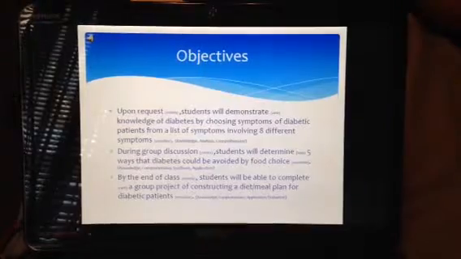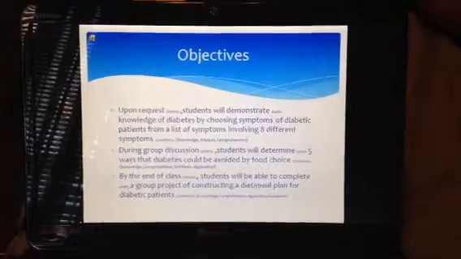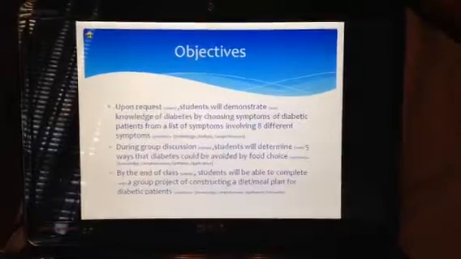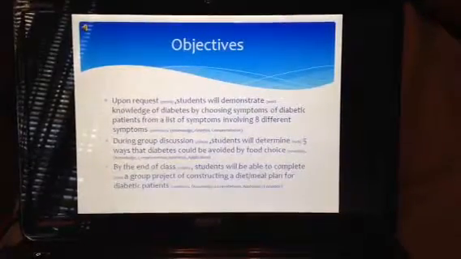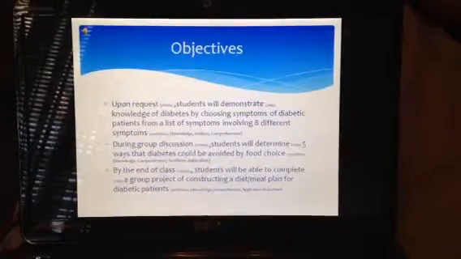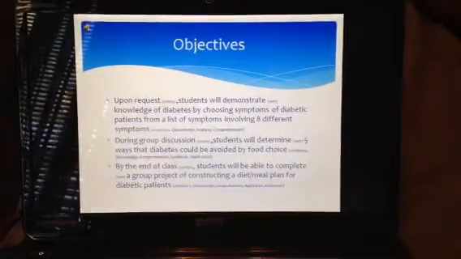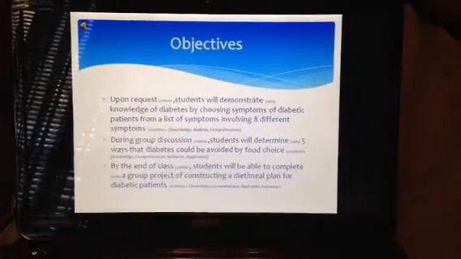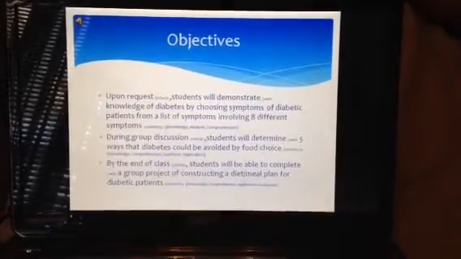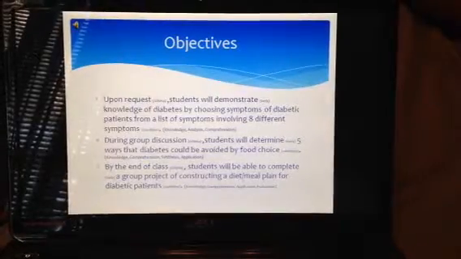This slide shows our chapter's three objectives labeled with Bloom's taxonomy and Gardner's multiple intelligences. Our first objective is, upon request, students will demonstrate knowledge of diabetes by choosing symptoms of diabetic patients from a list of symptoms involving 8 different symptoms. Secondly, during group discussion, students will determine 5 ways that diabetes could be avoided by food choice. And the third and final one, by the end of class, students will be able to complete a group project of constructing a diet meal plan for diabetic patients.